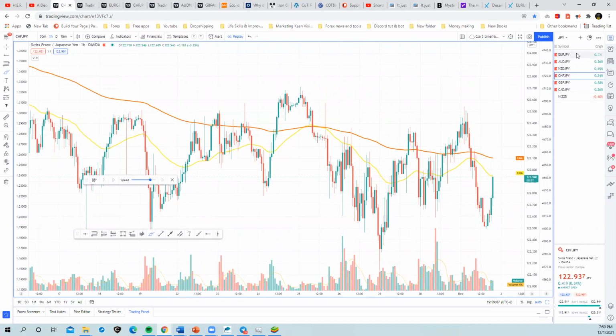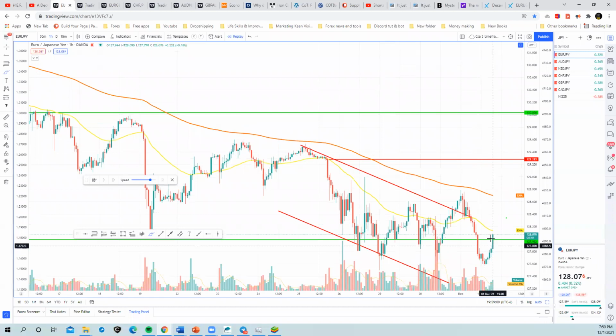Well, that's CHF, JPY, EJ. Pretty much all gonna do the same thing. You see, they're pretty much in the same area. There, 20-day a little bit higher.